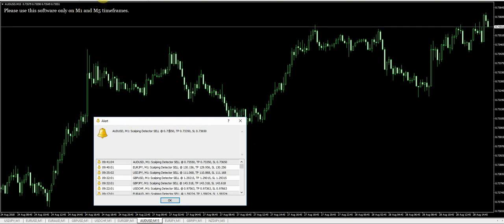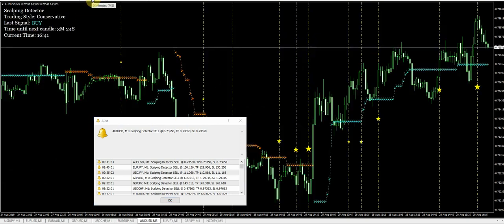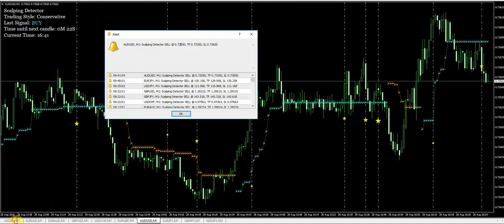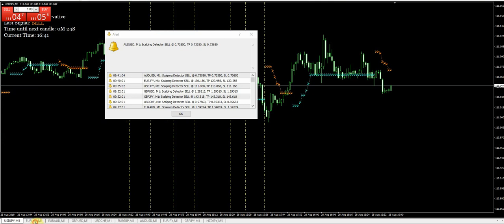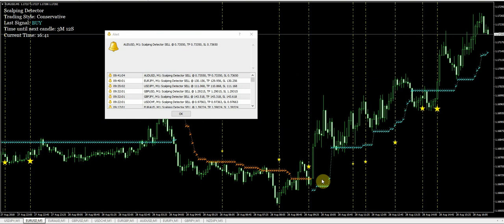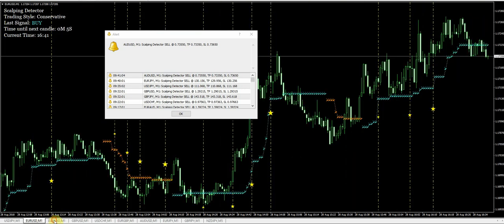Okay, so even if you switch it to a 15, it says please use the software only on the M1 and M5. Okay. I'm just trying to take a look at the overall trend here, but we'll continue to watch it. Hopefully we'll get some nice setups here. Euro USD, let's check the 5-minute. All right, so if we get a long trade in the Euro USD, that might be something worth trading.